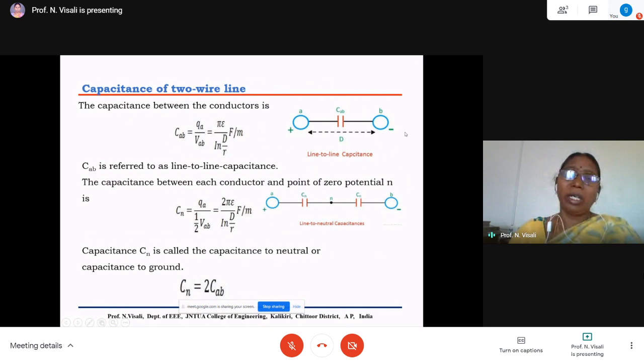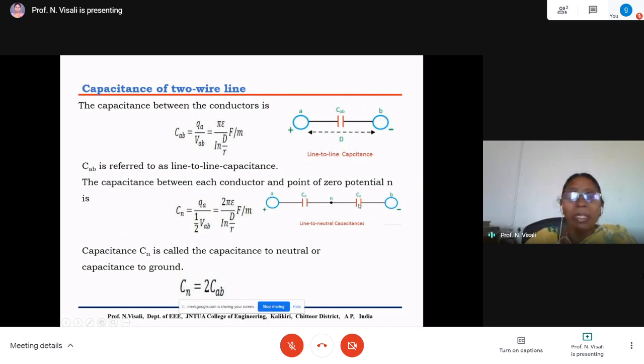The capacitance between each conductor and the point of zero potential N. Suppose the potential N, the neutral point, is considered in between these two conductors. Then this capacitance is also divided into two parts, one part towards the A side and one part towards the B side. That means between A and N, one capacitance effect will be exhibited, and similarly between N and B there will be one more capacitance effect we can observe here.